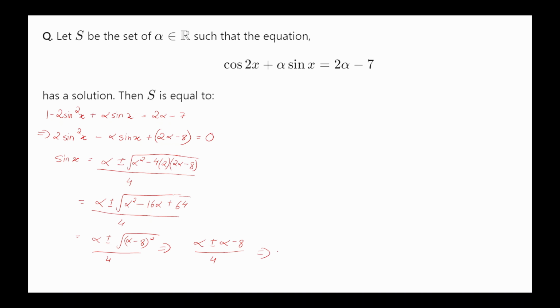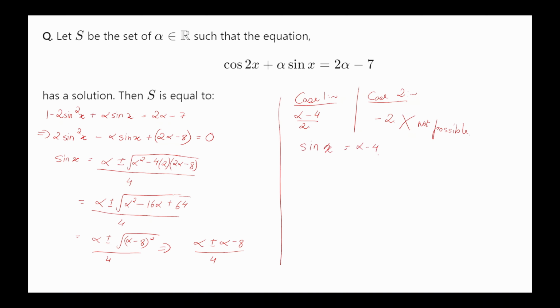Now if I try to make two cases, what would be my first case? My case 1, where I've taken, let's say, plus, so it would become 2 alpha minus 8, so it would become alpha minus 4 by 2. And what would be my second case? When I take the negative sign, alpha and alpha would be cancelled out and I would have minus 2. So basically my sine x is either alpha minus 4 by 2 or it is minus 2. Of course, minus 2 is not possible because sine x ranges from minus 1 to 1. So this cannot be possible. So my sine x is basically alpha minus 4 by 2.